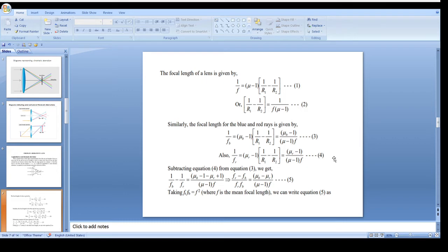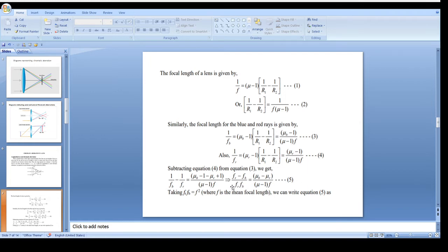Subtracting equation 4 from equation 3, we get 1 divided by Fb minus 1 divided by Fr equals (mu b minus 1) minus (mu r minus 1) divided by (mu minus 1) f, which equals (Fr minus Fb) divided by Fr Fb, equals (mu b minus mu r) divided by (mu minus 1) f. In this term, the minus 1 and plus 1 cancel, leaving mu b minus mu r divided by (mu minus 1) f. This is the fifth equation.